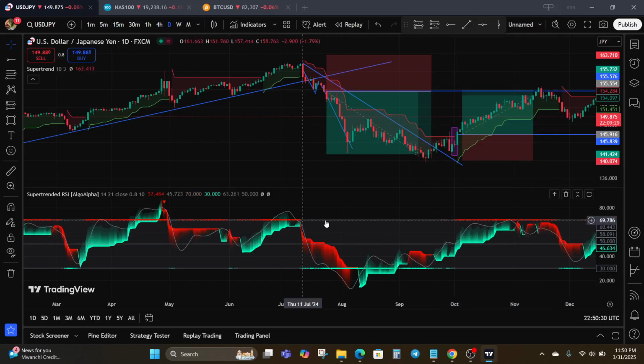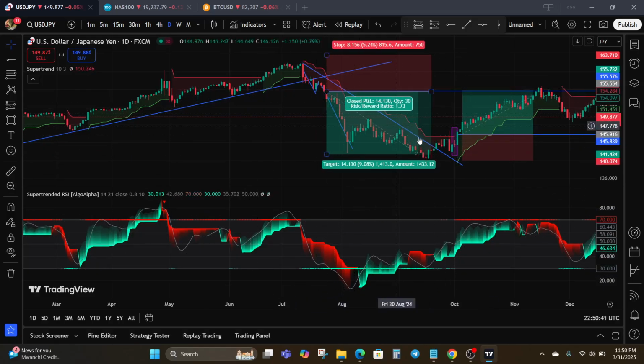All right. Now, the SuperTrended RSI indicator is quite an effective indicator. We have just discussed how to make use of this indicator. We have done a very brief comparison with the standard SuperTrend indicator.